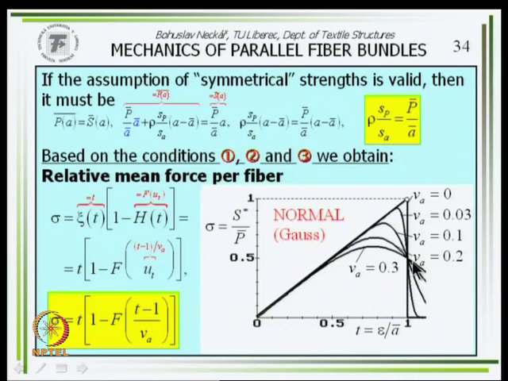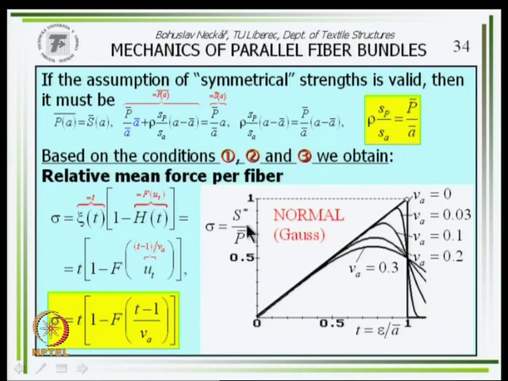But when we have, for example, on the second curve here, VA is 0.3, 30% coefficient of variation of fiber breaking strain. It can be real in some natural fibers. For cotton, we have some experience that it is perhaps around 0.2. But let's show this curve with 0.3.